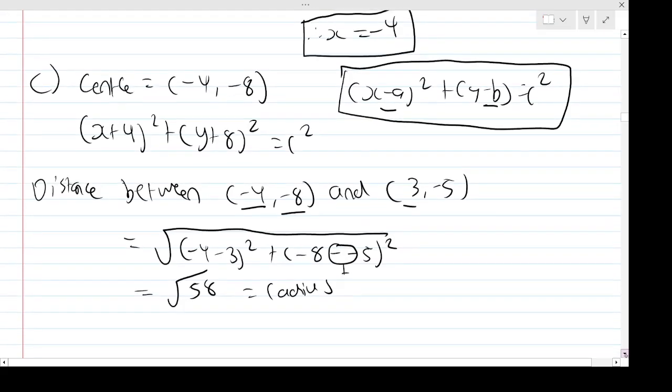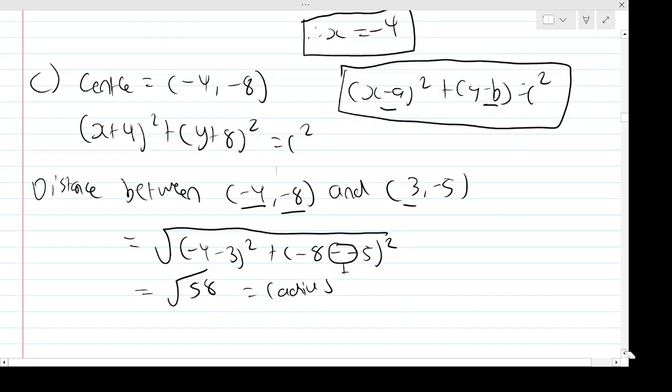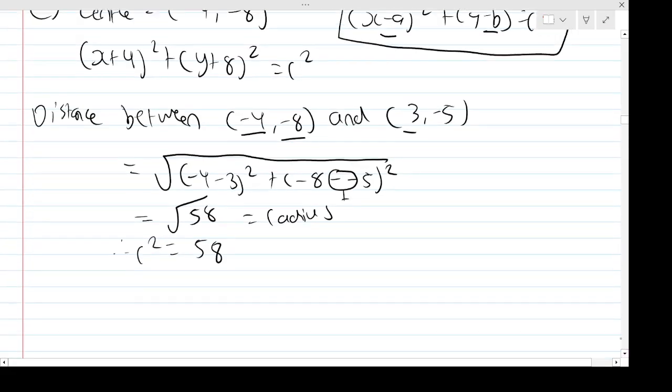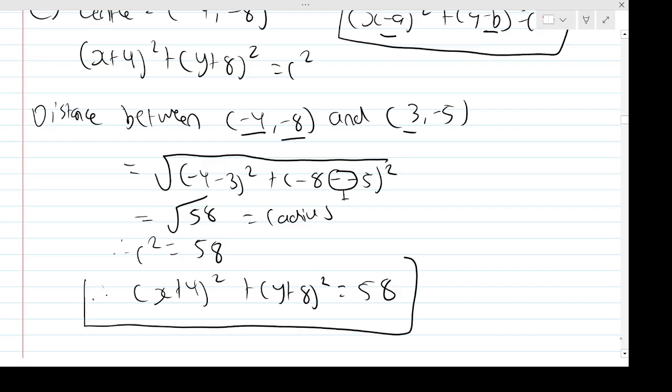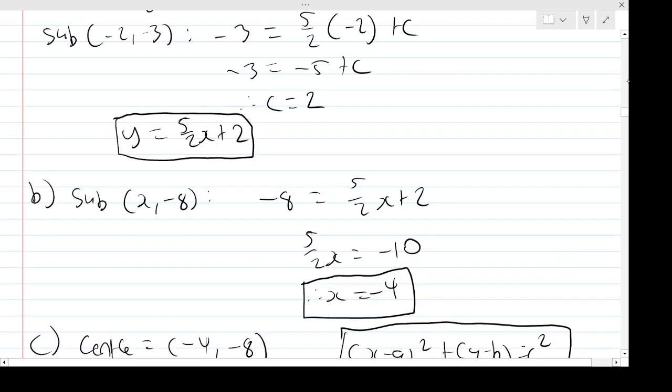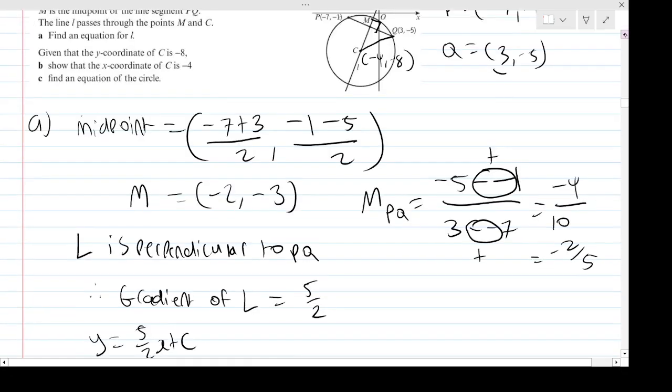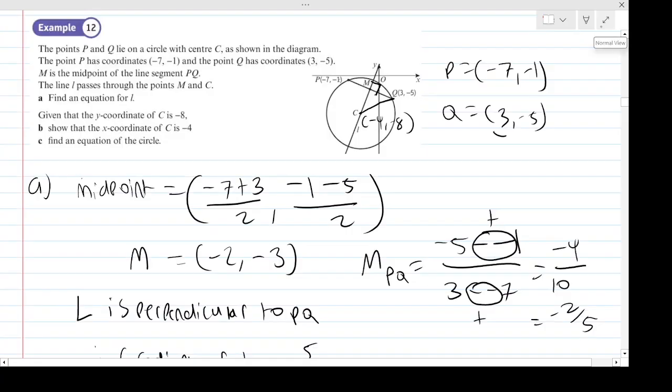Okay, well therefore if that's the radius, then r squared is 58, right? It's root 58 times root 58, which is 58. Therefore, the equation overall, if you substitute that in, we get x plus 4 squared plus y plus 8 squared equals r squared, which is 58. There we are. Cool. So we've got the equation of the circle, okay? And so, you might be freaked out if you saw a question like this with a mad diagram, but really break it down and do it part by part, and you realise it isn't that bad, right?